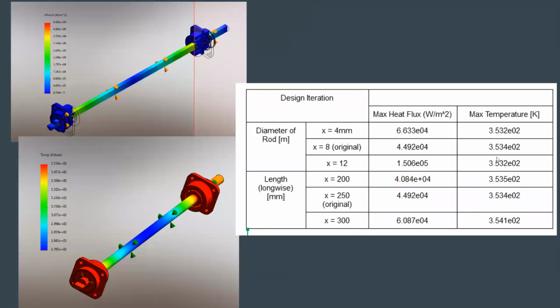Next slide, please. On the top left is the heat flux plot and below is the temperature plot. One takeaway that I noticed is that increasing the diameter and length increased the overall heat flux of the design, while there were not much differences between the max temperature of the system, as they all stayed around the 350 Kelvin range.